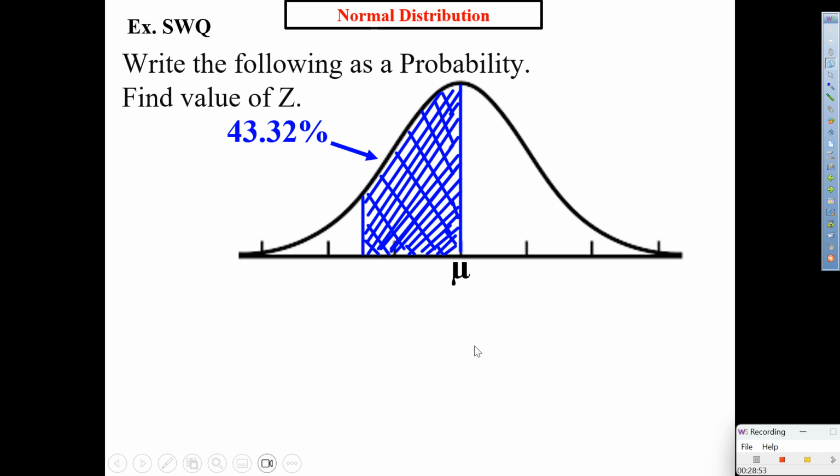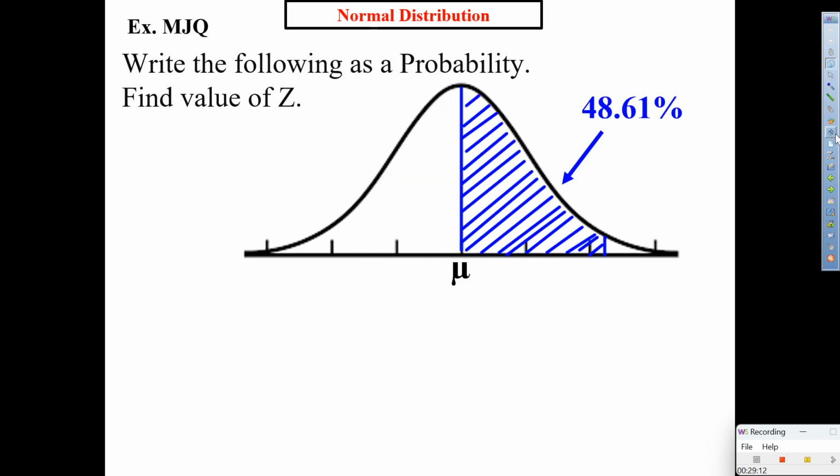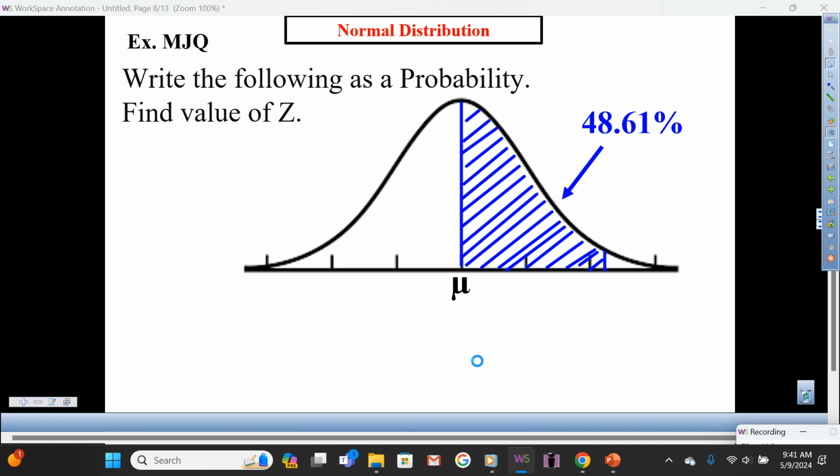Here it is. Example NJQ. And this one says, write the following as a probability, and the area under the curve is 48.61. Once again, let me distinguish the Z's. The first one is at mu, and the second one right there.